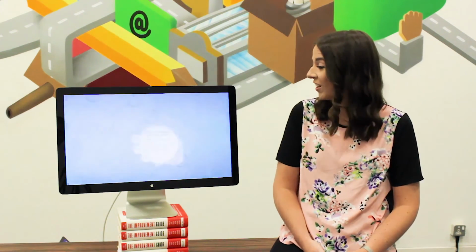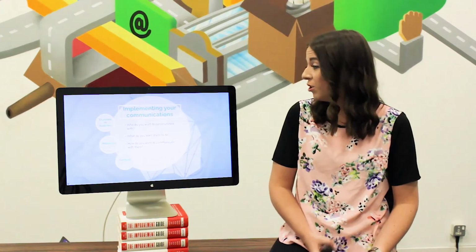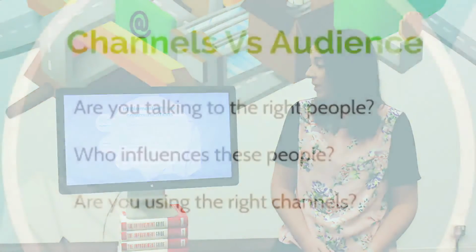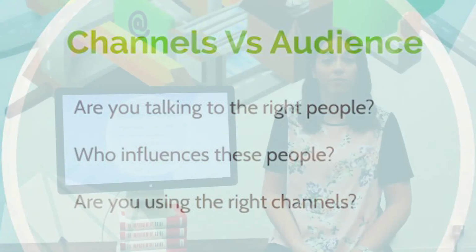Okay, so once you've put together your plan, it's really important to look at how you're going to implement your communications. You will have looked at who you want to communicate with, what you want them to do, and how you want to communicate with them. So when you're looking at your channels versus your audience, it's really important to look at whether all channels are going to be applicable for all different audiences, and then the messaging you're going to use across those channels. It's really important to look at whether you're talking to the right people.